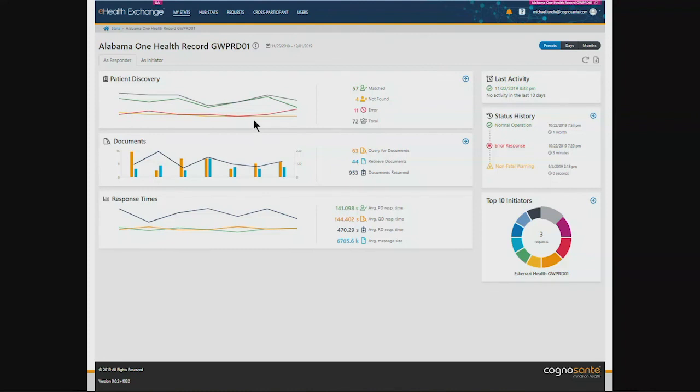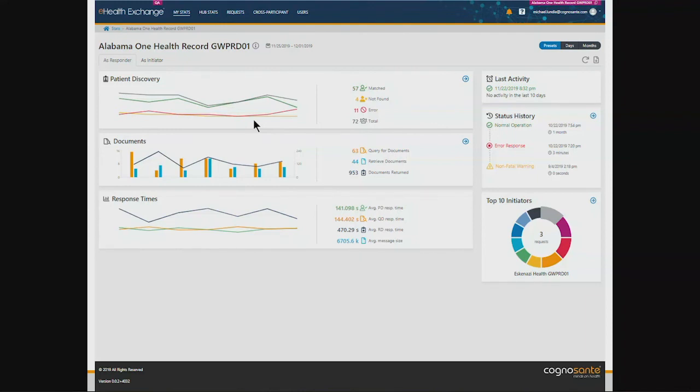Up at the top left, we provide a line graph that shows trending information in terms of the patient discovery responses. That's useful in knowing, of the responses that either you initiated or responded to, what has been the trend over time. And we show not only how many were made, how many were found in error, how many weren't found.